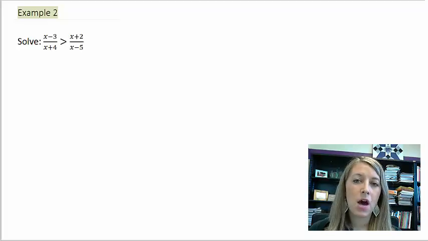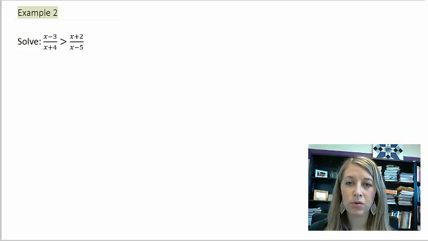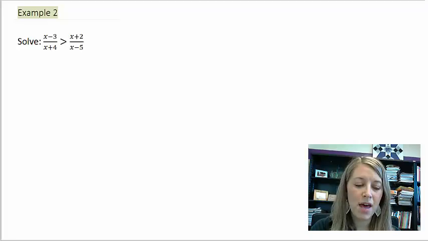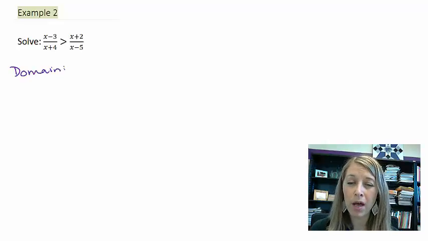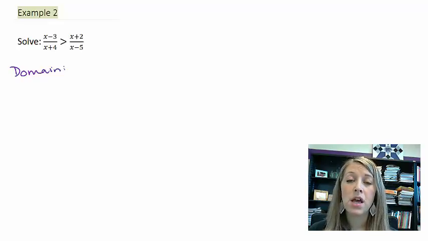All right. Now, I know technically I need to set this equal to 0 first, but before I do that, I can actually move my domain step up. So you might even want to move domain to step number 1 rather than step number 2. Domain in this part, since we're only focusing on fractions, is where our denominators are equal to 0.